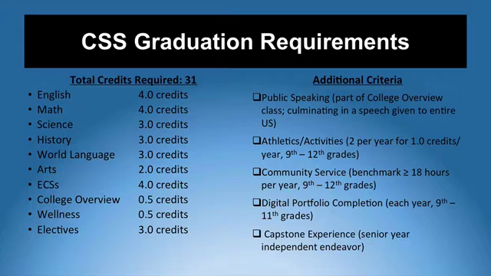Here is a summary of the CSS graduation requirements. The 2 courses students must take that did not show up under one of the 6 departments are College Overview and Wellness. 9th graders take Wellness for a single semester. This class could be considered our version of health class. 3 days per week are spent exploring topics related to physical and emotional health and decision making. The other 2 days are spent in the gym on physical fitness.